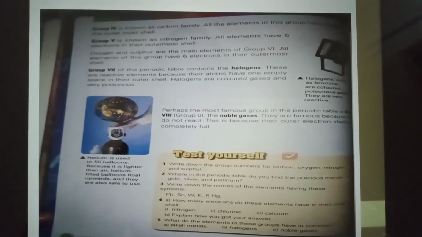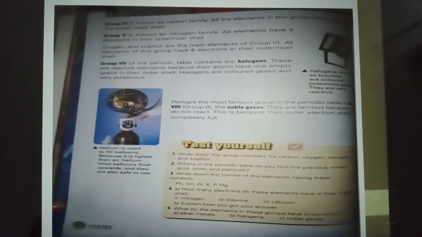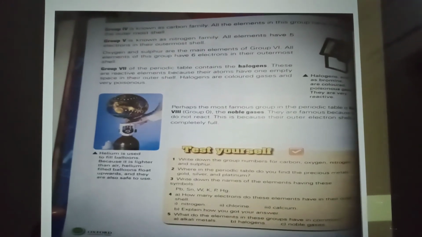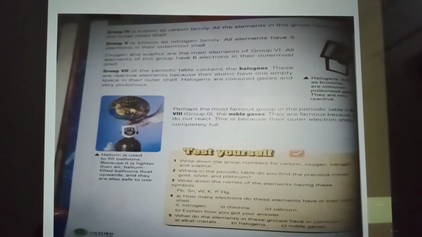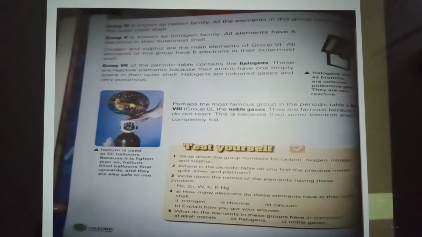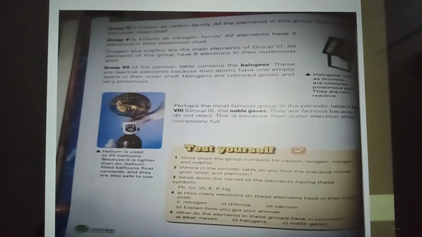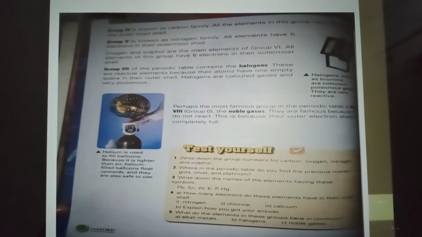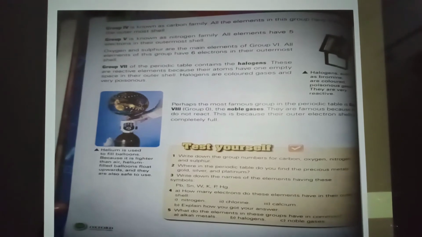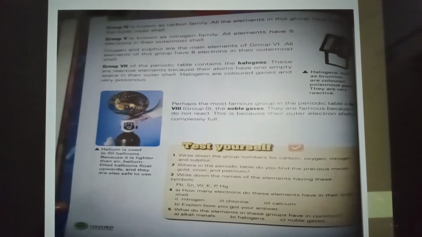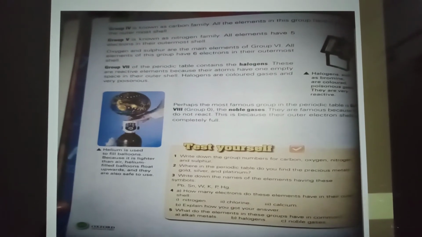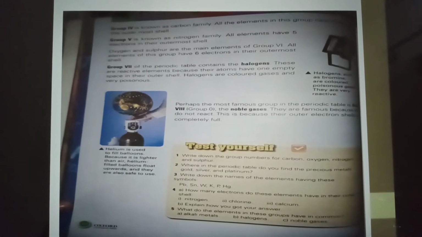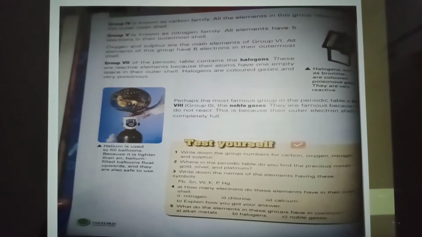Next is, what do the elements in these groups have in common? The alkali metals are in group 1 and they are called alkali metals. These are reactive because they have one electron in their outer shell, and alkali metals such as sodium are soft and can be cut with a knife. They react with water and sodium reacts with water to make sodium hydroxide, that is an alkali.